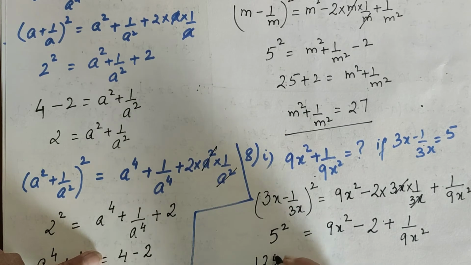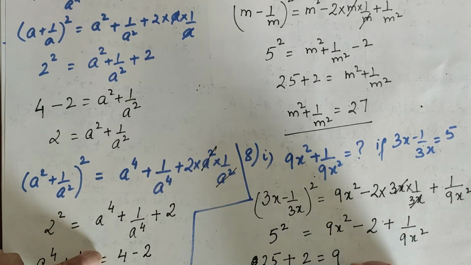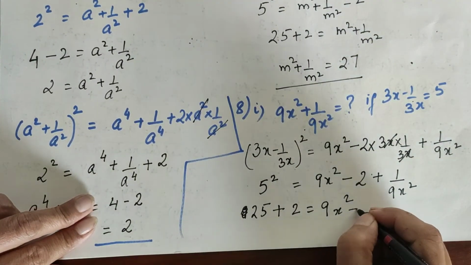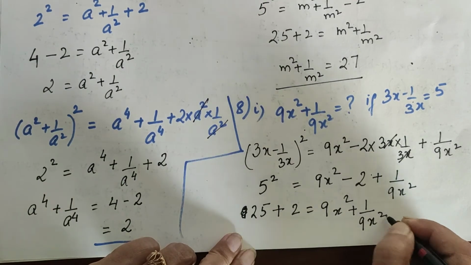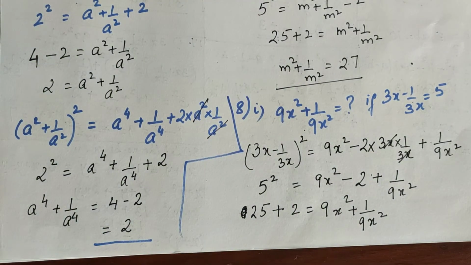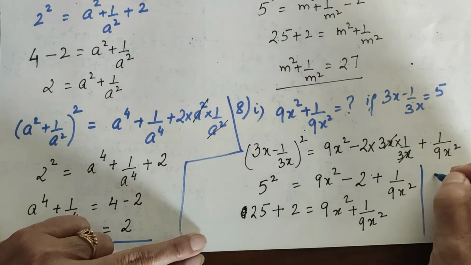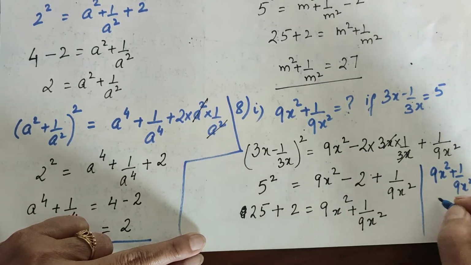So 5 square is 25, plus 2 is equal to 9x square plus 1 upon 9x squared. So your answer becomes 27. So the answer is 9x squared plus 1 upon 9x squared is equal to 27.